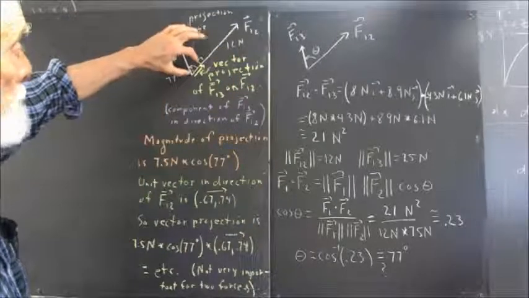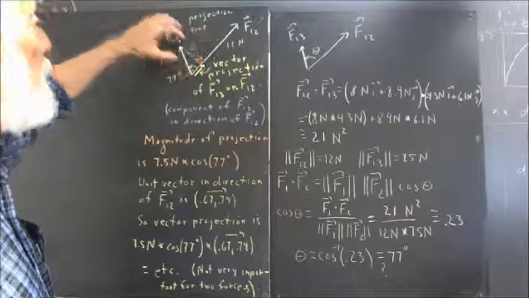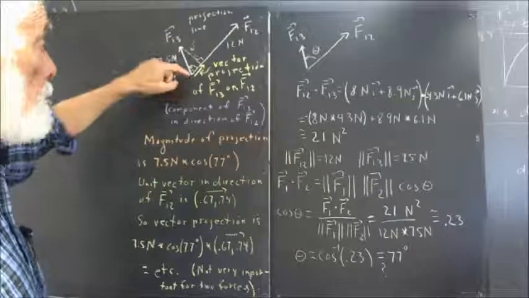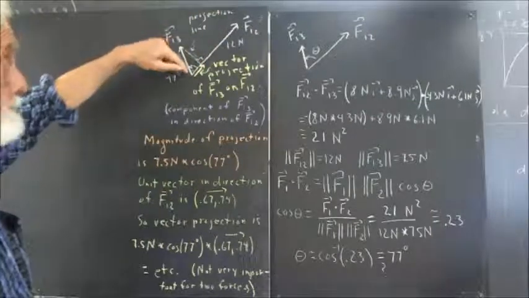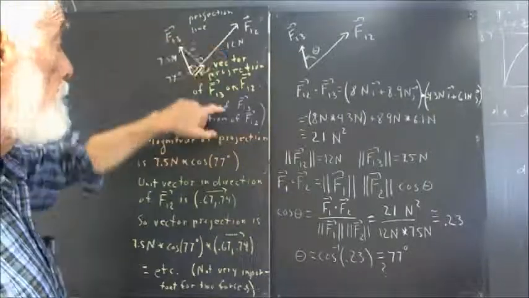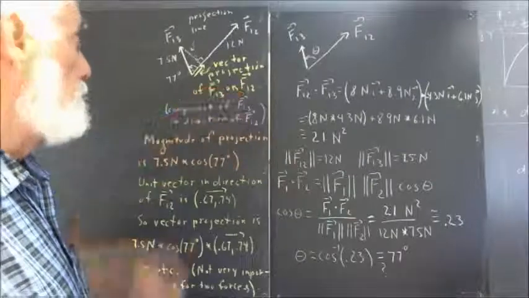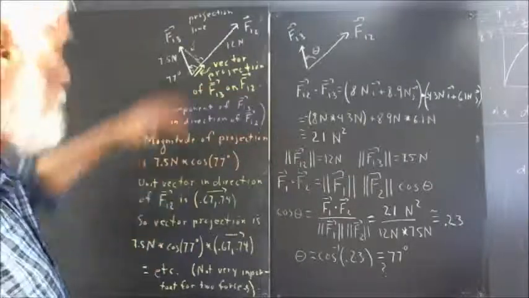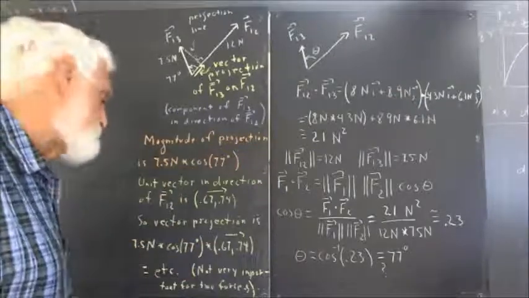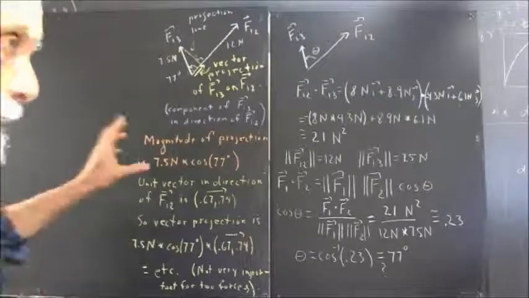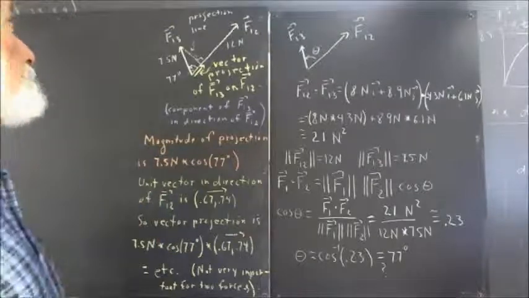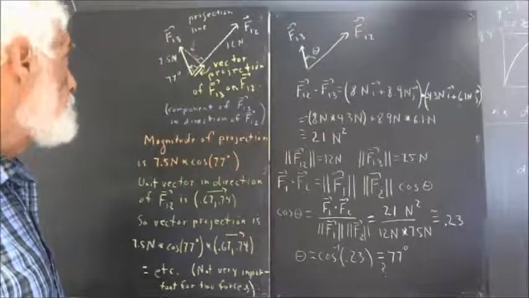Then this distance here is called the magnitude of the projection, and this vector, which runs along F12 and has magnitude equal to the magnitude of the projection, is called our vector projection of F13 on F12. Now, vector projection of one force on another is not usually an important thing, but vector projection itself is, and since we have a couple of force vectors here, we're going to use those to illustrate vector projection.